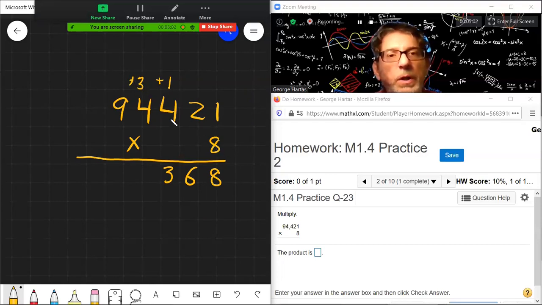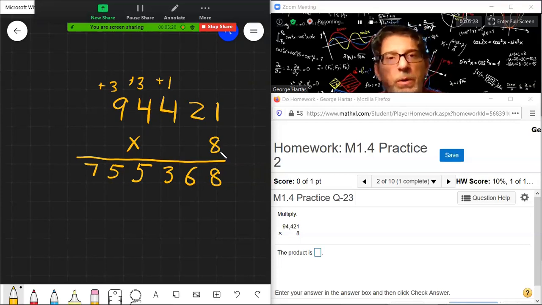8 times 4 is 32. 32 plus 3 is 35. So the right-hand digit, the left-hand digit. 8 times 9 is 72, plus 3 is 75. Right-hand digit, left-hand digit.